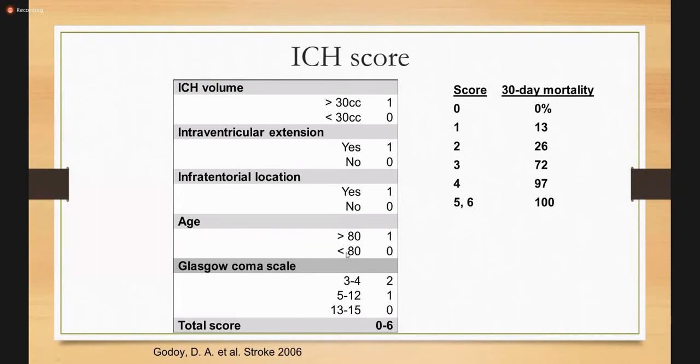You also have to check for the age and the GCS score. The higher the score, the more chances of mortality. If the score is 5 to 6, it is 100% mortality. If the score is 2, then 26%. If the score is 1, then 13% risk of mortality. So this ICH score helps you monitor the risk of mortality in this patient.